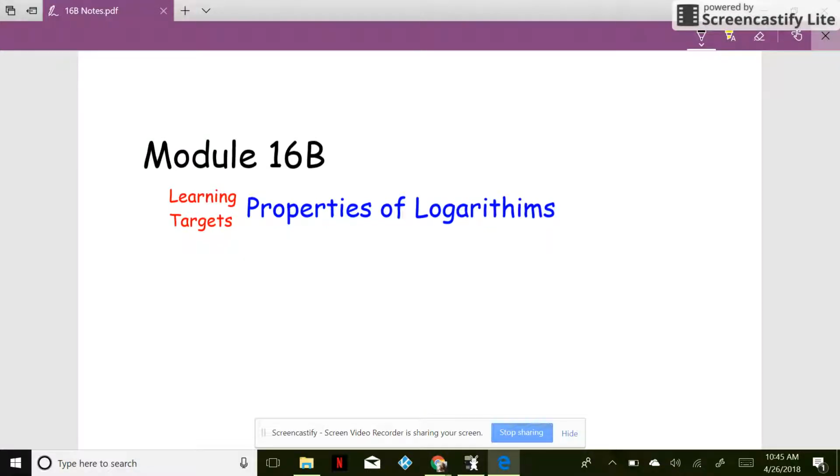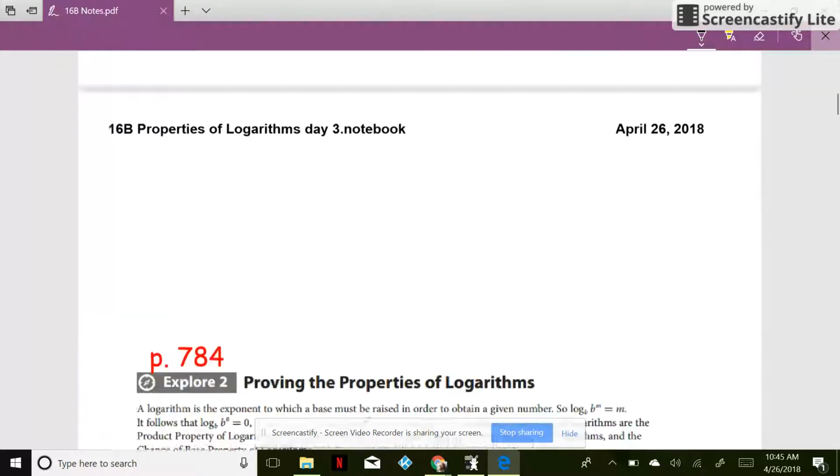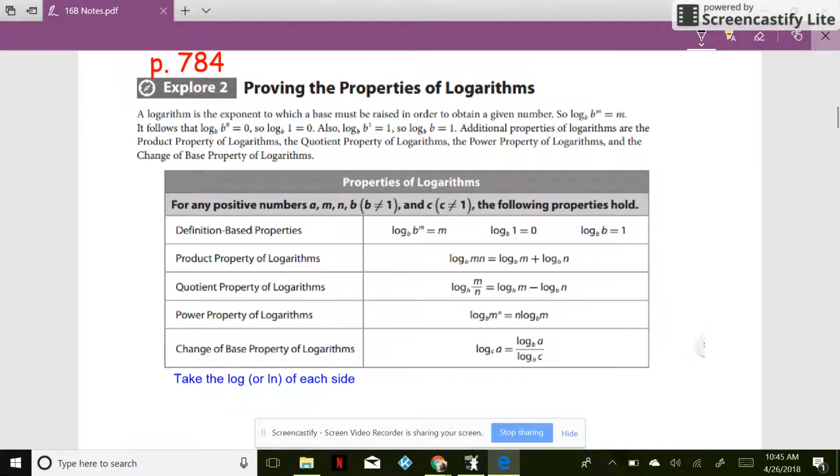So we're continuing with section 16. I'm talking about properties of logarithms. Just a refresher on these properties. If you are adding the logarithms, you can convert it to a product. Subtracting logarithms, you can convert to a division. If you've got a number outside of the logarithm, you can change it to the power.